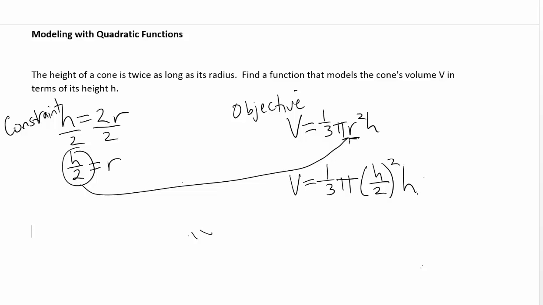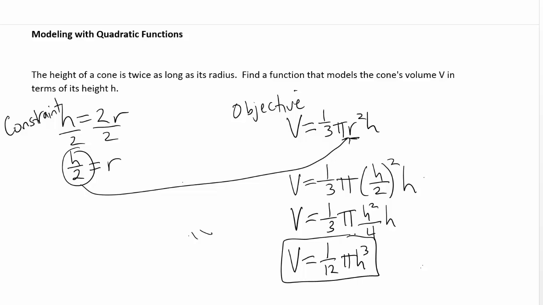The last thing I need to do is just clean it up. If I square my h over 2, remember when you square a fraction, you square the top, so h squared, and you square the bottom, which becomes a 4, times our h. Then multiplying some things together here, h squared times h will be an h cubed. We have a pi there, and a 1/3 times a 1/4 will be a 1/12. So we get 1/12 pi h cubed. And that is our volume in terms of just the height h.